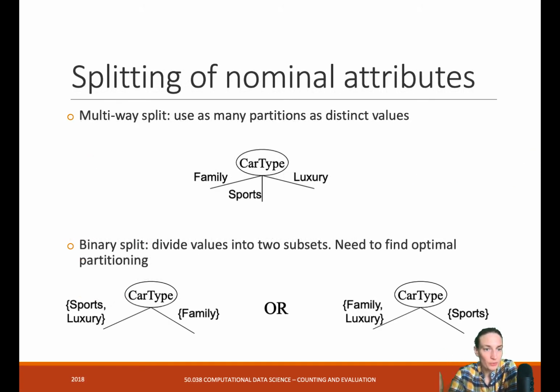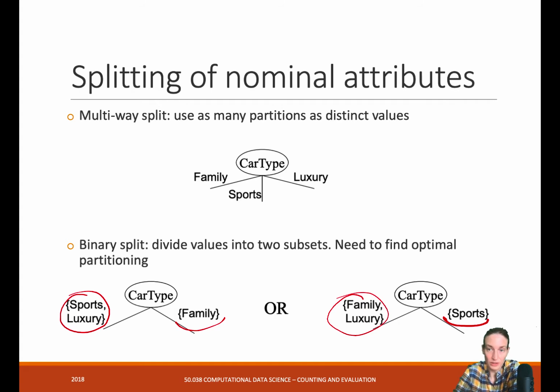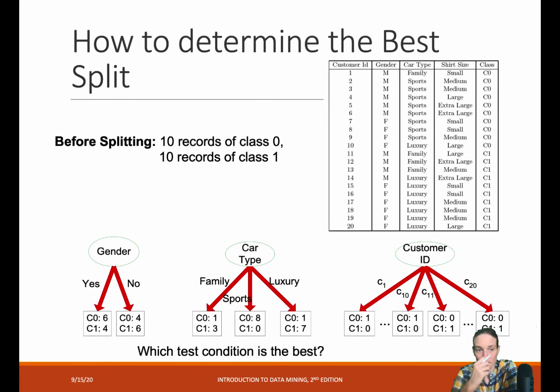Right, so how would we split? In the case of a multi-way split, we use as many partitions as distinct values, or as we saw in the example, we can group certain values. And we need to decide which to group then as well. So how do we go about determining this best split?